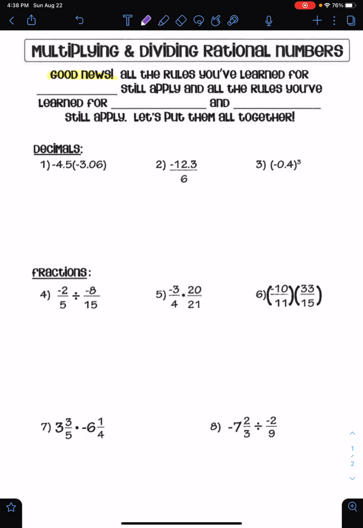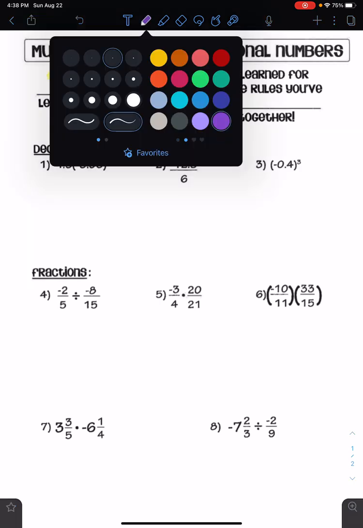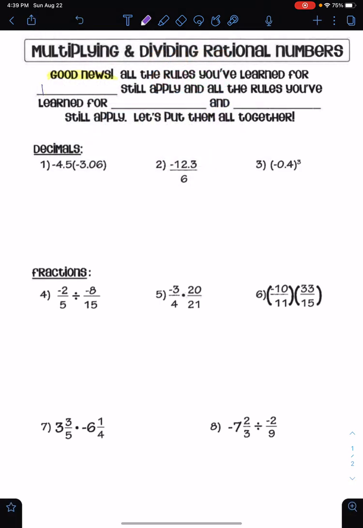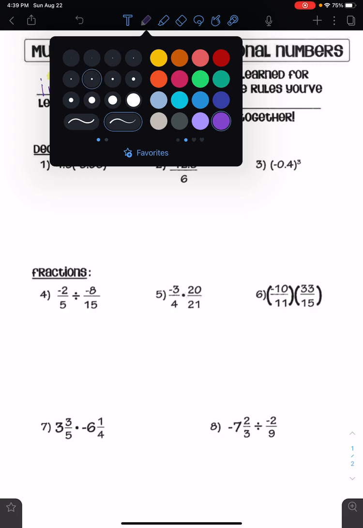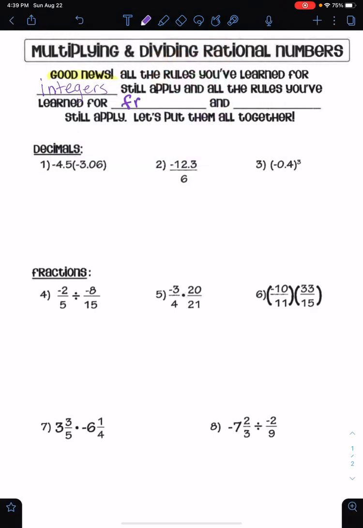fractions and decimals. All the things you've learned about integers, and everything you've learned about fractions and decimals still work. So all of the things that you've done to multiply and divide fractions and decimals, you're going to keep doing.